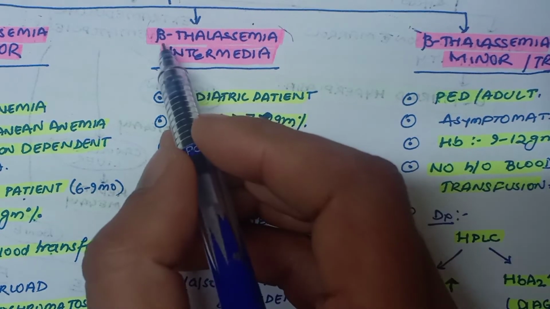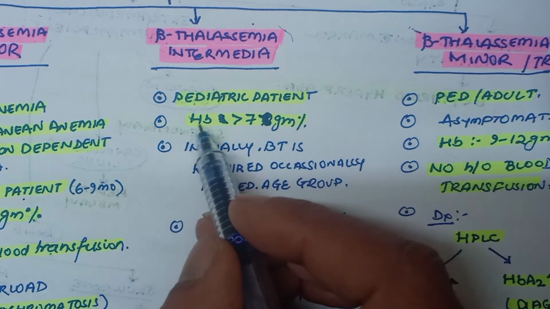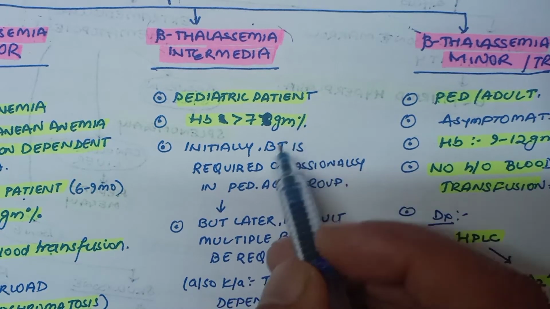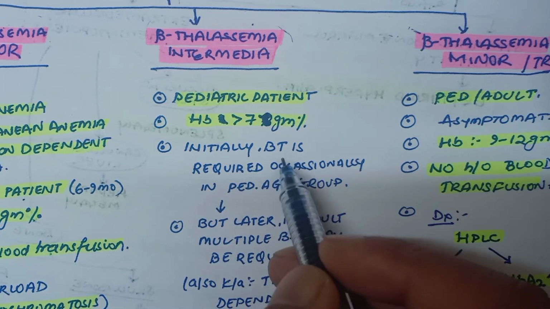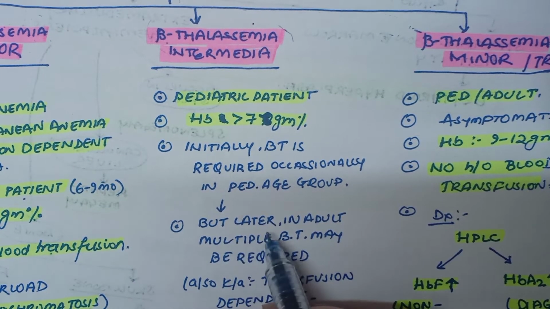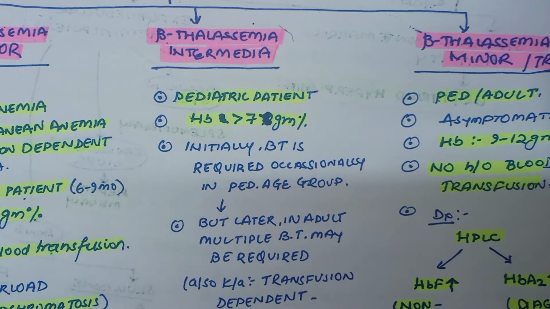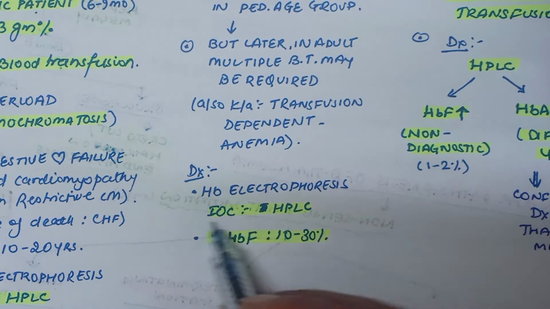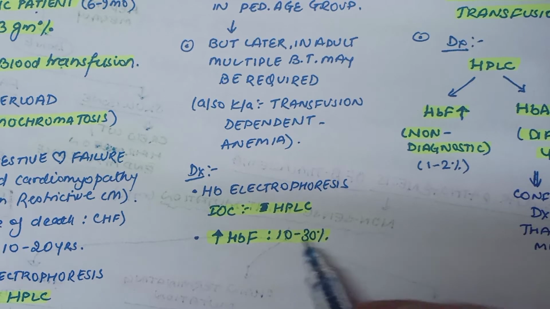Beta thalassemia intermedia will occur in pediatric patients, and here the hemoglobin will be more than 7 gram %. Initially in the pediatric age group, blood transfusion is required occasionally, but later in life, in adults, multiple blood transfusions may be required. So this is also known as transfusion dependent anemia. It can be diagnosed by hemoglobin electrophoresis, and the investigation of choice is HPLC, where fetal hemoglobin will increase by 10 to 30%.